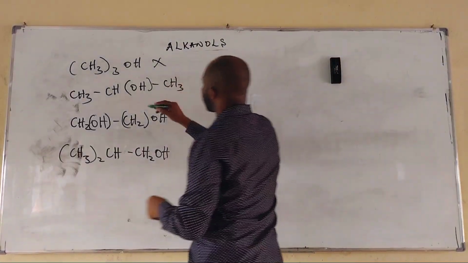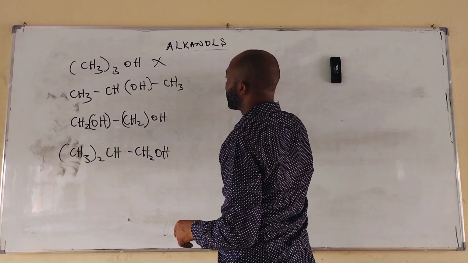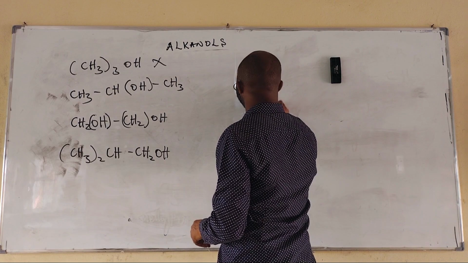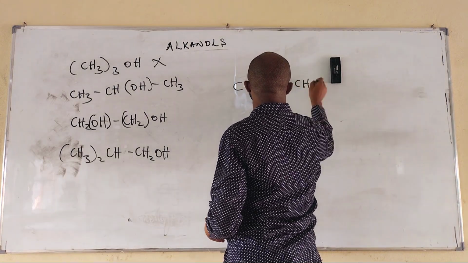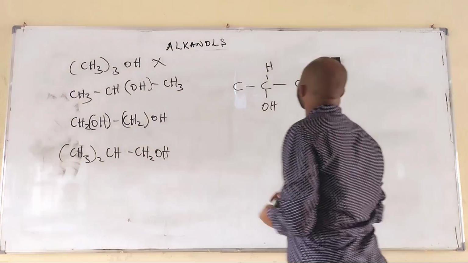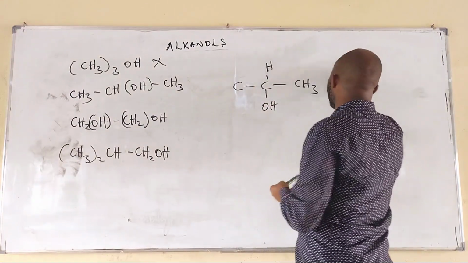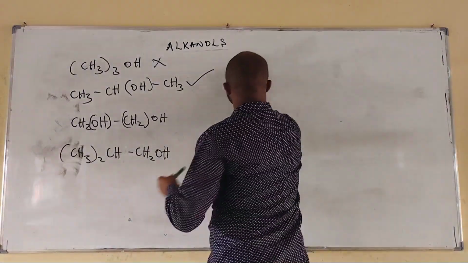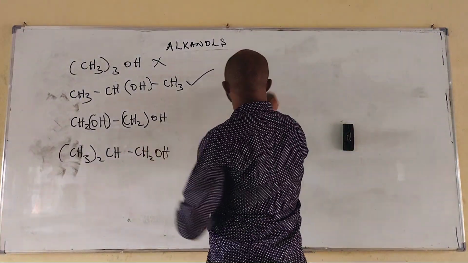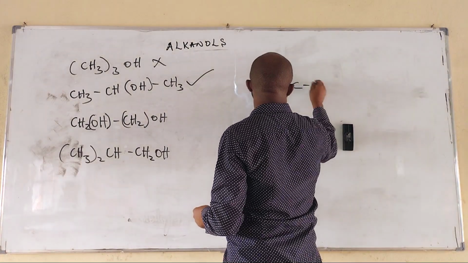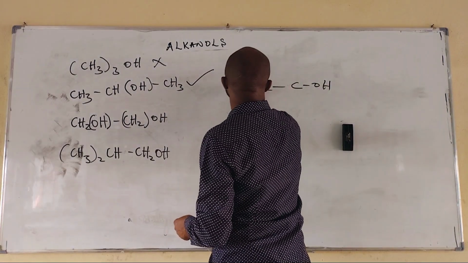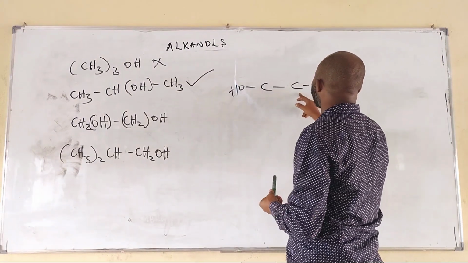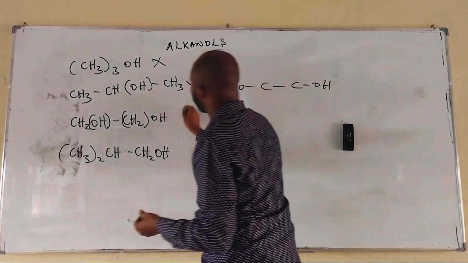The second one is CH3, then a C containing one hydrogen and one OH, and there is a CH3. This carbon is bonded to two other carbon atoms. This is correct. Let's just check the other one. This is CH2OH, this is primary. From this, this carbon is primary, this carbon is primary, so this is out.